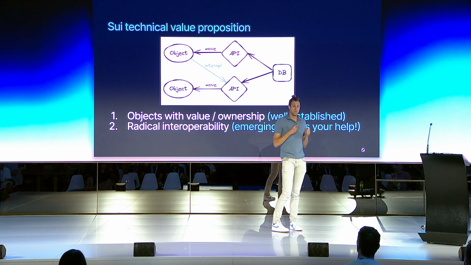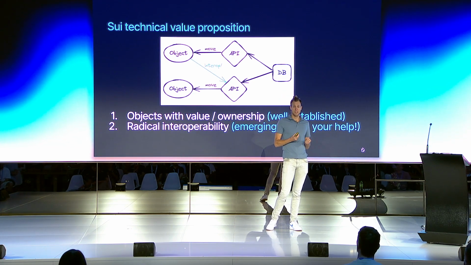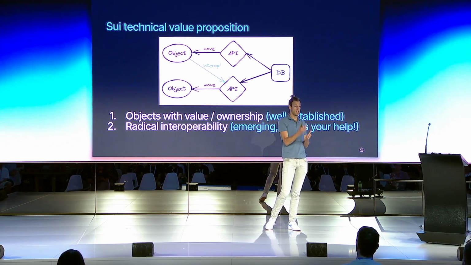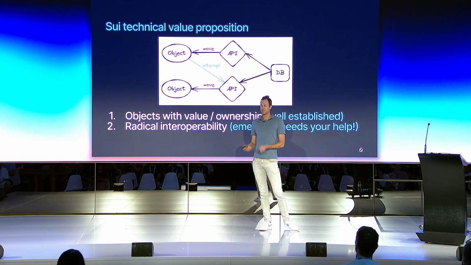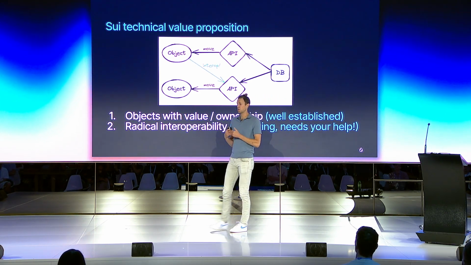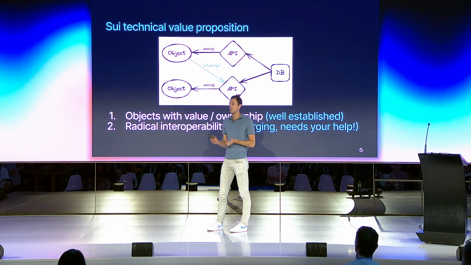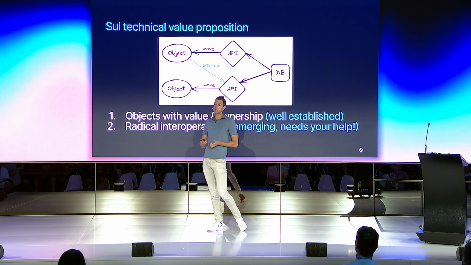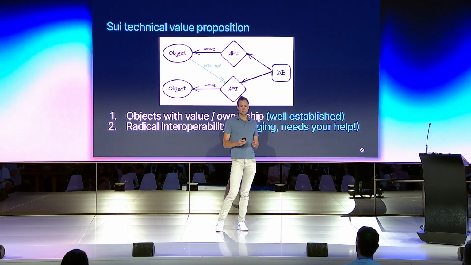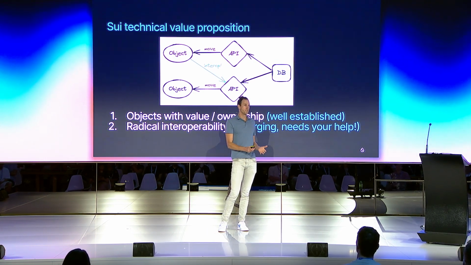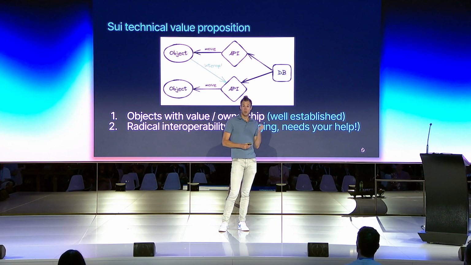Summarizing this, what I think about as the Sui technical value proposition compared to before: number one, instead of just getting copies of data, you can have objects that have genuine value and that you have ownership over. I think this use case is very well established. We all know about tokens. We know about NFTs. People are doing this on other platforms. It works best on Sui, but I don't think we can claim we're the only ones who can do this or do it really well. But this interoperability thing, I think, is something that is just emerging. We don't fully understand how it can work, or what value it can provide.